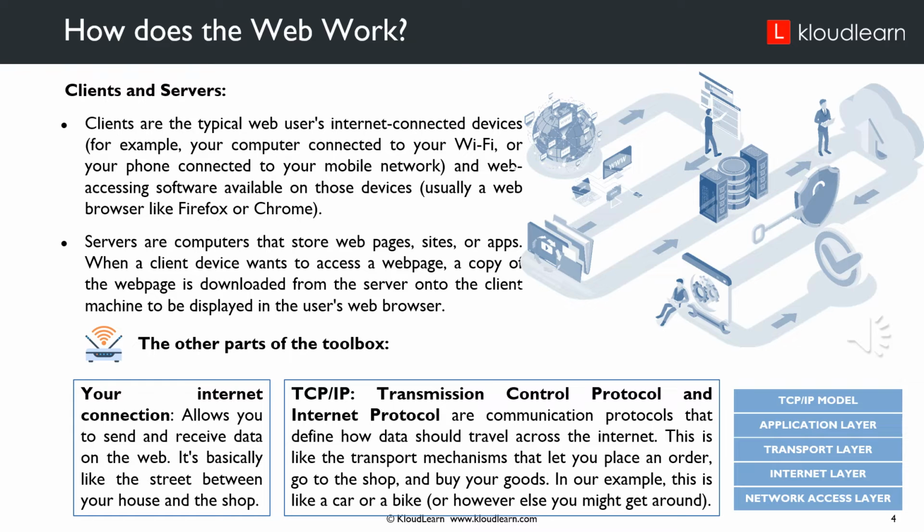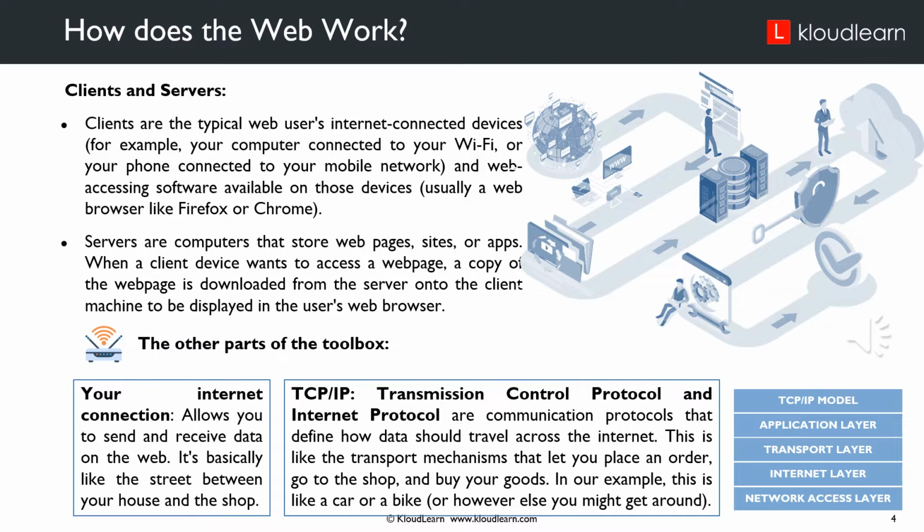How does the web work? Clients and servers. Clients are the typical web users' internet connected devices. For example, your computer connected to your Wi-Fi or your phone connected to your mobile network. And web accessing software available on those devices, usually a web browser like Firefox or Chrome. Servers are computers that store web pages, sites, or apps. When a client device wants to access a web page, a copy of the web page is downloaded from the server onto the client machine to be displayed to the user's web browser.